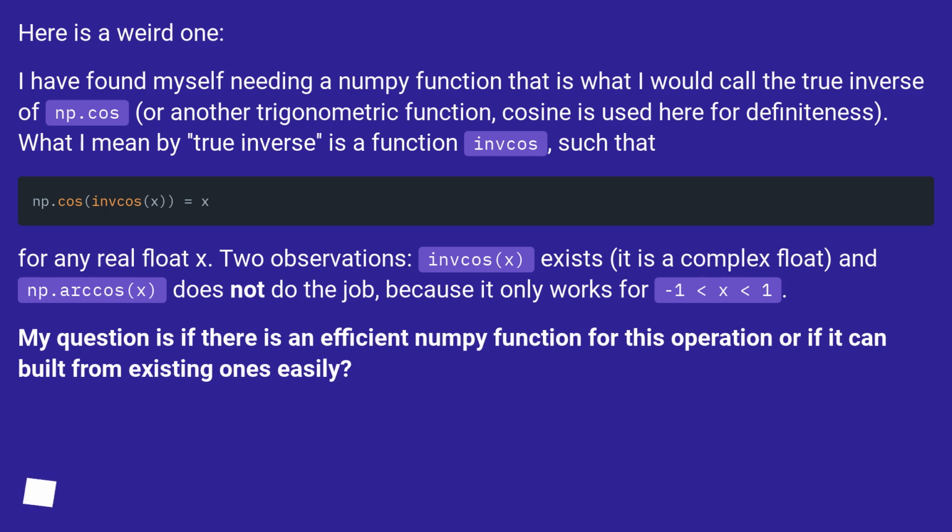What I mean by true inverse is a function inv_cos, such that for any real float x, two observations: inv_cos x exists, it is a complex float, and np.arccos x does not do the job, because it only works for -1 < x < 1. My question is if there is an efficient numpy function for this operation or if it can be built from existing ones easily?